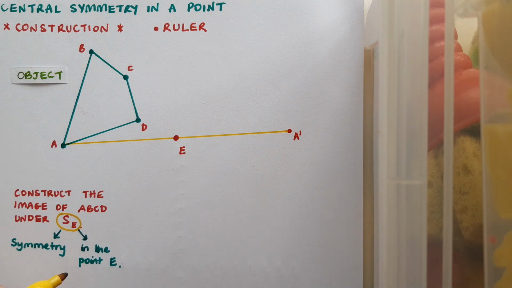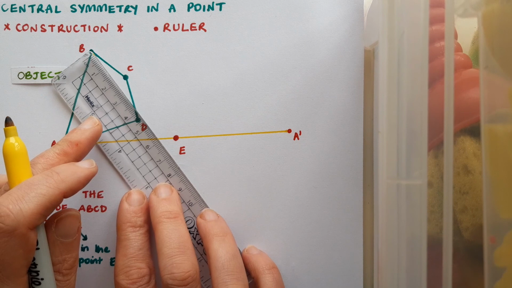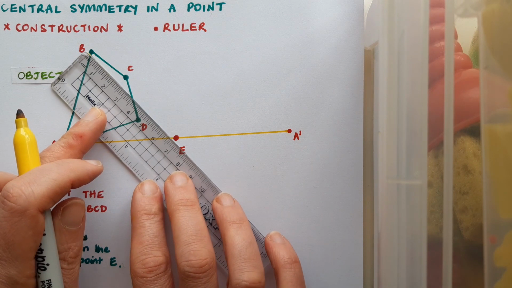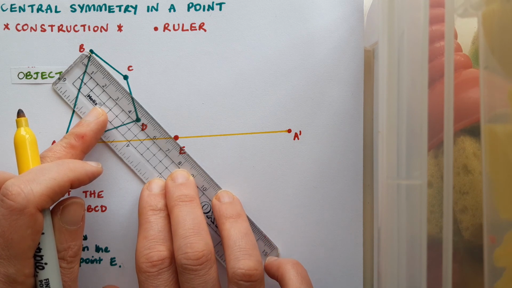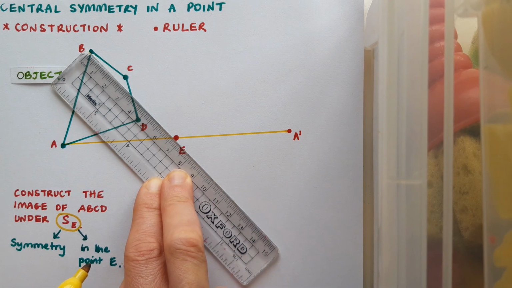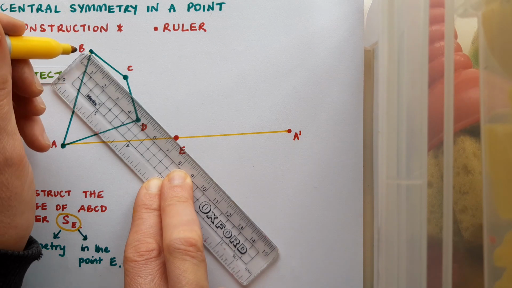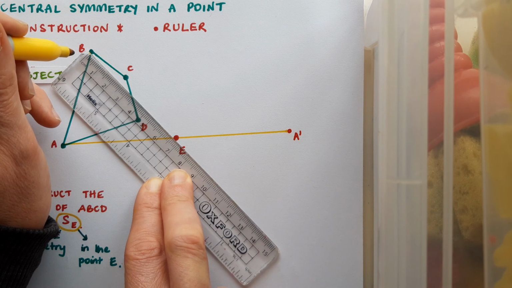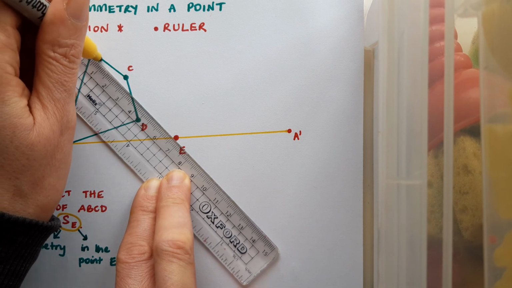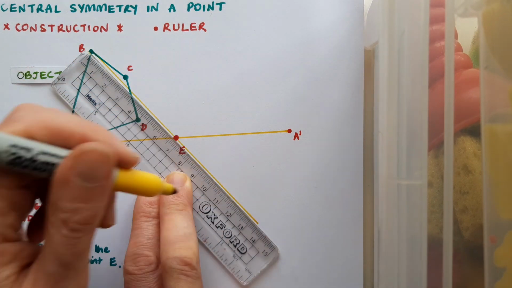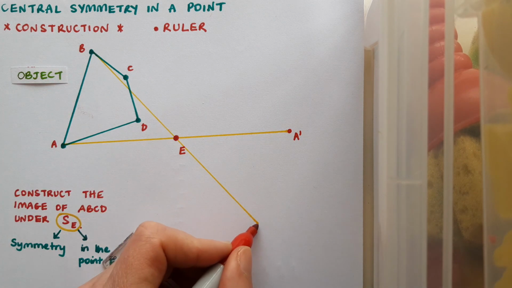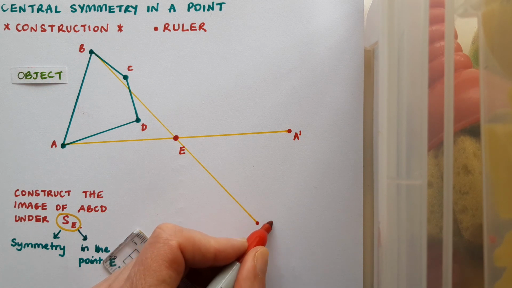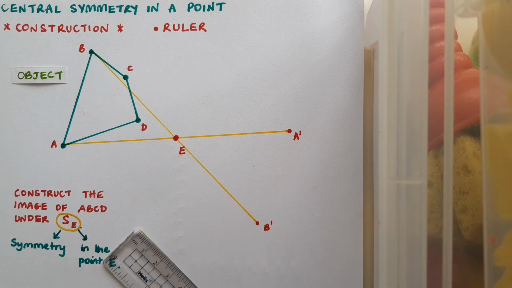I now repeat that for the remaining points from the object. So I'm going to measure from B over as far as E. Again, be really careful, as exact as you can possibly be. Here I see that my distance is 6.7 centimeters. So I'm going to draw a line that is twice that. 6.7 by 2 is 13.4. So I'm going to draw a line that is 13.4 centimeters long. Now that came from B, so it's going to result in B dash, the image of B.